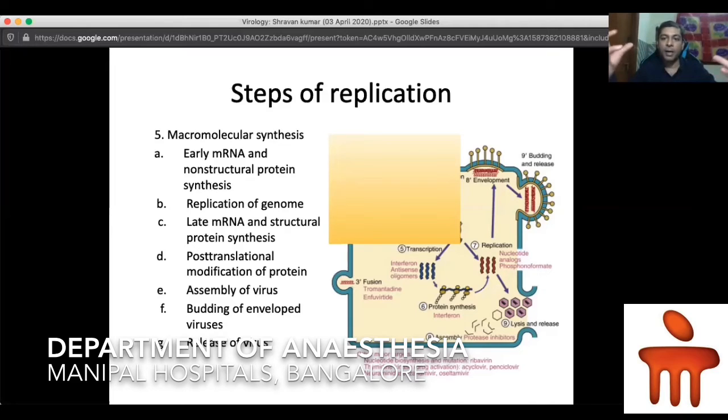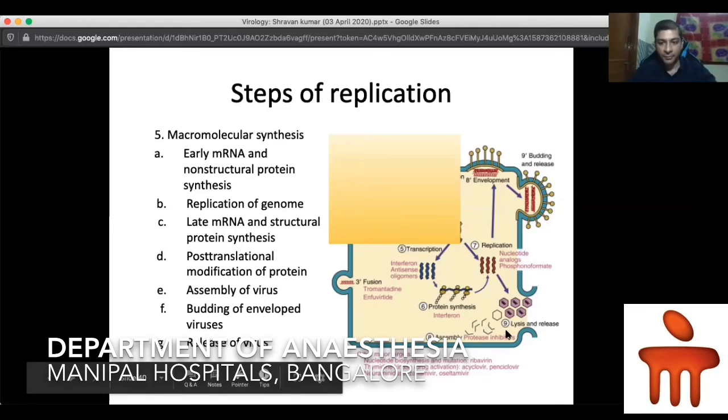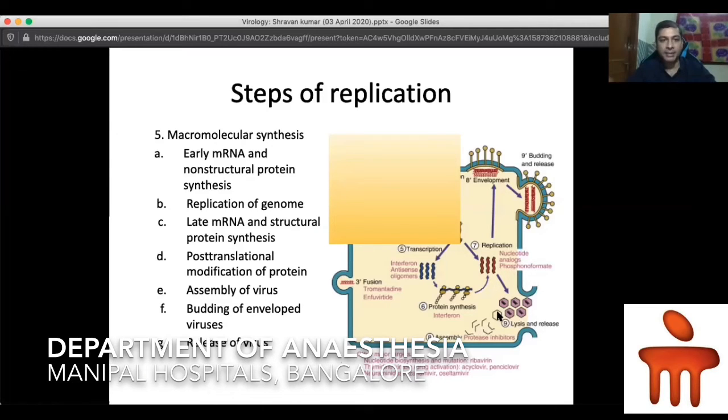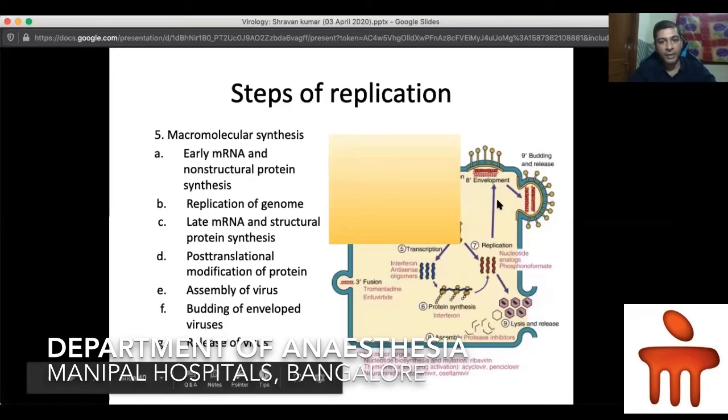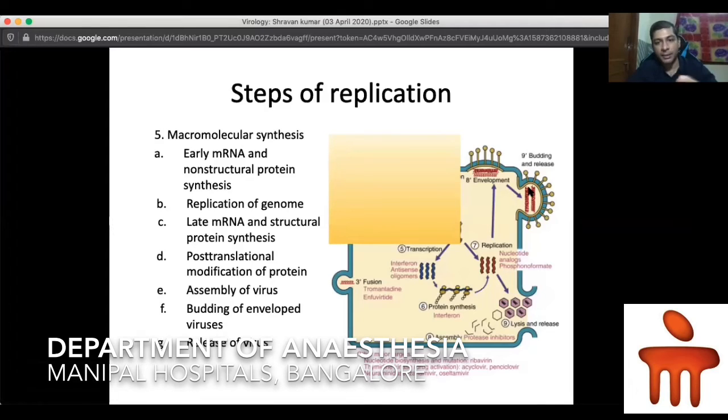And finally, once all of them are reproduced, they are eventually assembled into units, and they are either released from the cell in the form of lysis or by budding. As was discussed a few slides earlier, naked viruses generally leave the cell by lysis and they generally destroy the cell. Whereas when it is an enveloped virus, it does not necessarily destroy the cell. It can actually release with the help of budding and release, or purely by lysis mechanism.